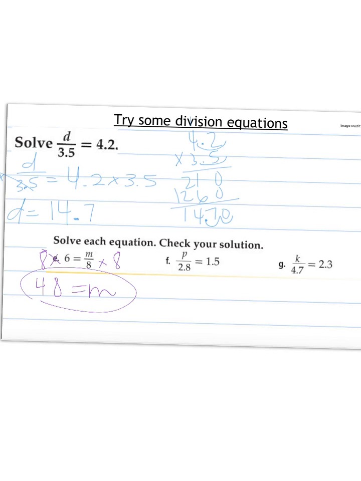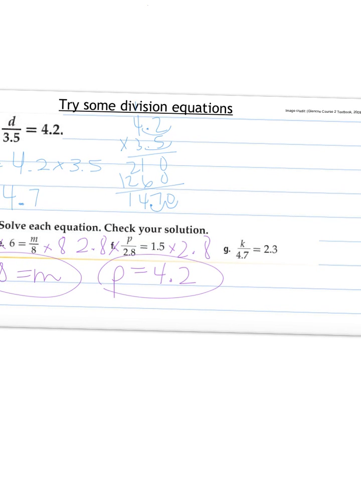Next one, p divided by 2.8 equals 1 5/10. Do the inverse of multiplication, inverse of division, which is multiplication. So we multiply each side by 2 8/10. Okay, do your long multiplication like we did, and you get 4 2/10.